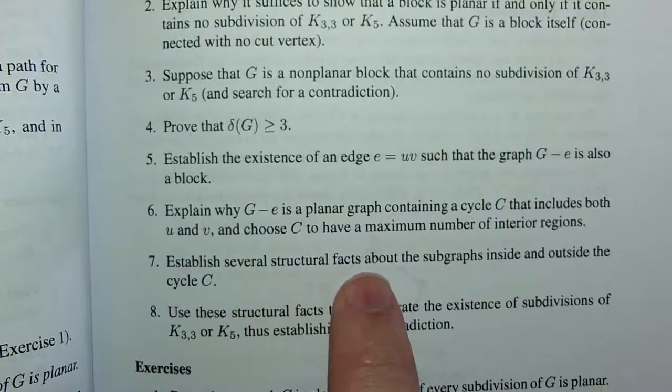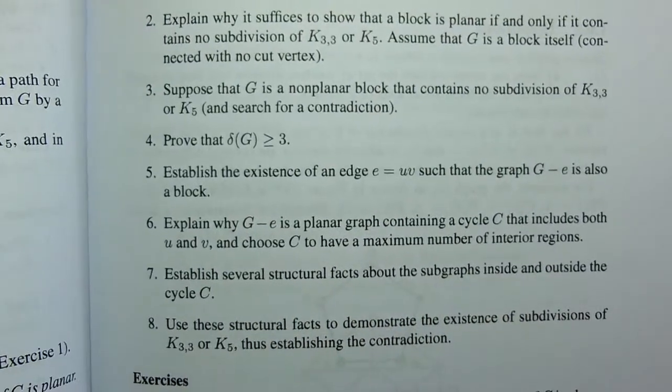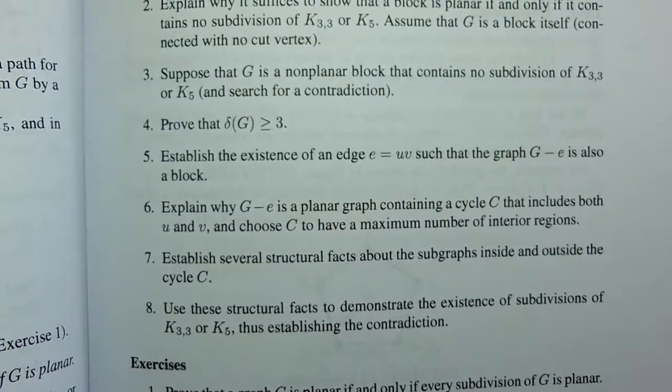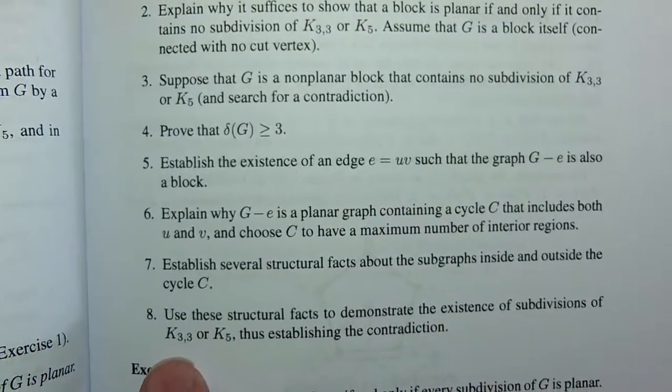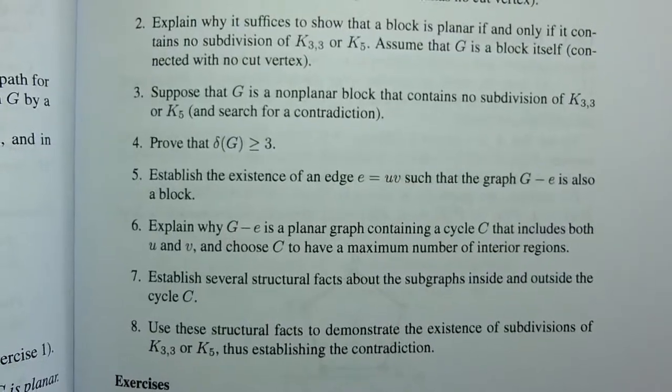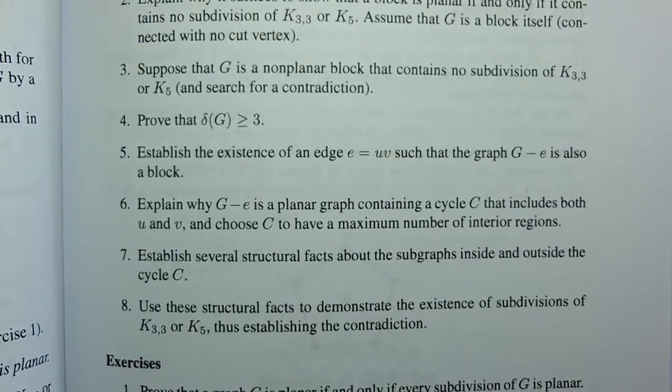Establish several structural facts about the subgraphs inside and outside the cycle C. It's a little open-ended. And then use these structural facts to demonstrate the existence of subdivisions of K3,3 or K5, which we know can't exist. And that's the contradiction. Okay, that's the sketch of the proof.